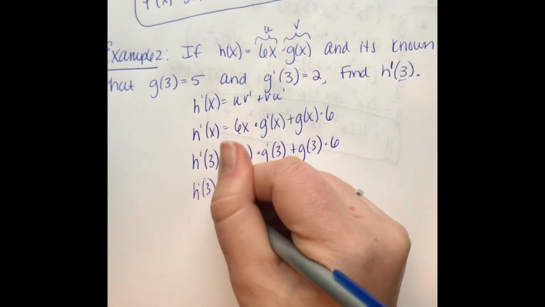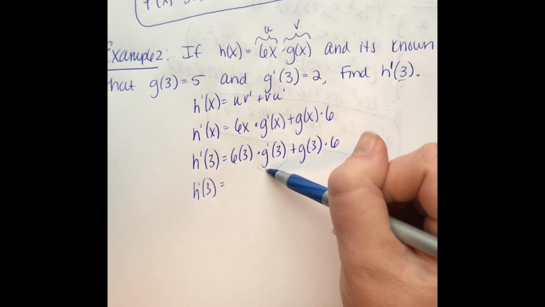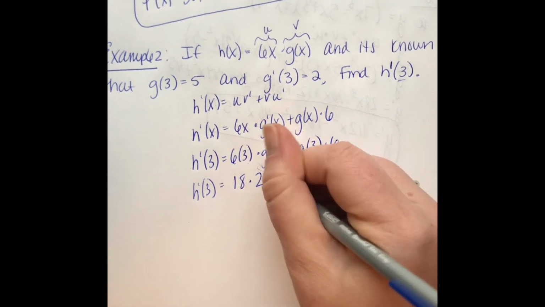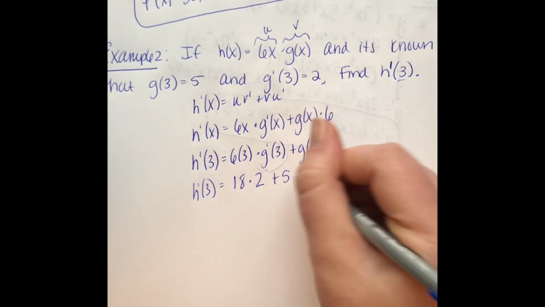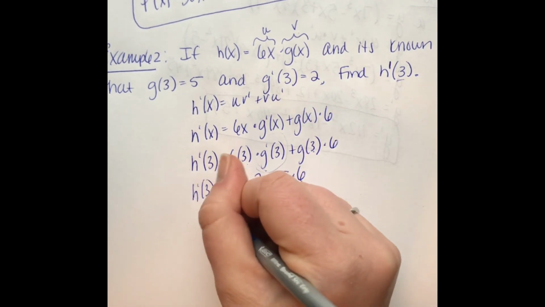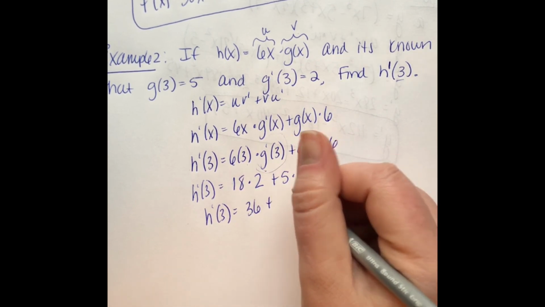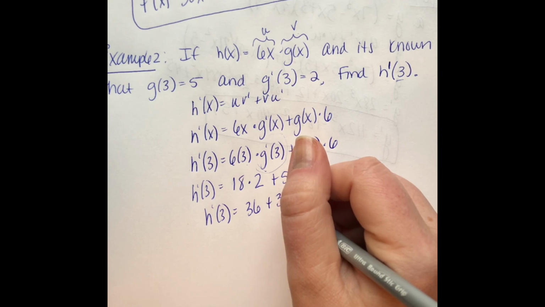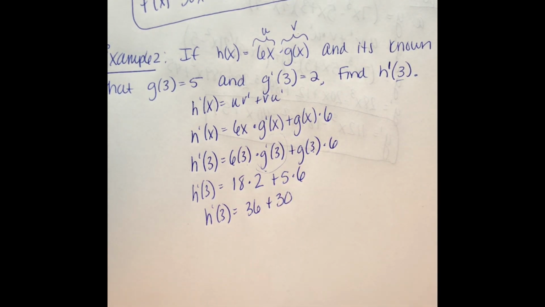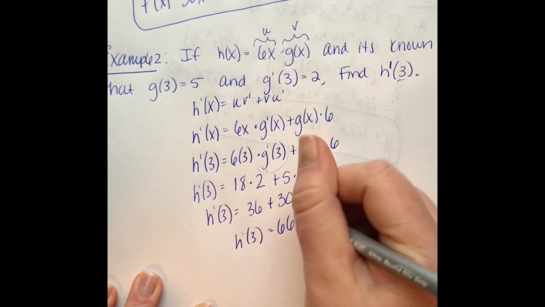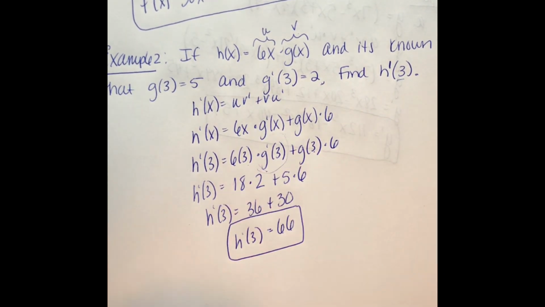So I'm just going to recopy this, and now I'm going to do a substitution. G prime of 3 is 2. So we have 6 times 3 is 18 times 2, plus g of 3 is 5, 5 times 6. H prime of 3 is equal to 36 plus 30. Hold on. 18 times 2 plus 30. H prime of 3 is 66. Nice job. You guys are done.